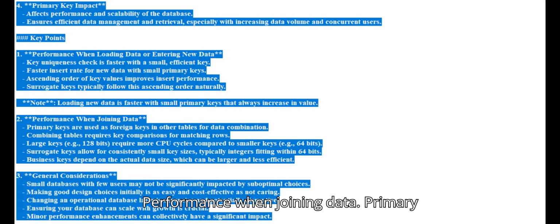2. Performance when joining data. Primary keys are used as foreign keys in other tables for data combination. Combining tables requires key comparisons for matching rows. Large keys, e.g., 128 bits, require more CPU cycles compared to smaller keys, e.g., 64 bits. Surrogate keys allow for consistently small key sizes, typically integers fitting within 64 bits. Business keys depend on the actual data size, which can be larger and less efficient.